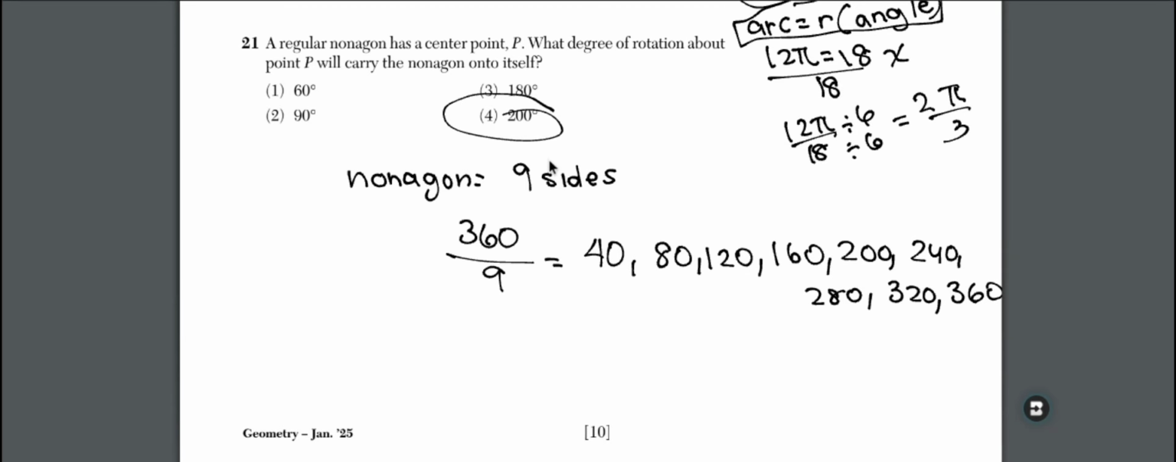So for this question, they're testing to see if you understand what rotation means and what it means to rotate a shape onto itself. When you find the degrees that it must be rotated to reach itself, if it's rotated 40 degrees, it's going to be onto itself. If it's rotated 80 degrees, it's going to be rotated onto itself. If it's rotated 320 degrees, it's going to be rotated onto itself. So it just has to be in those increments of the measurements.